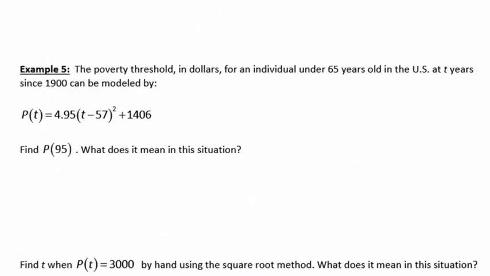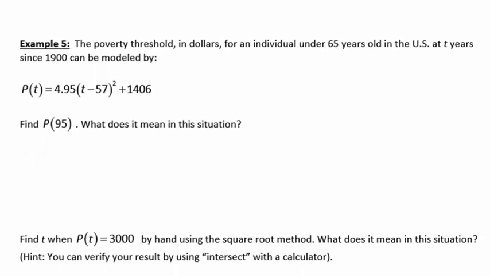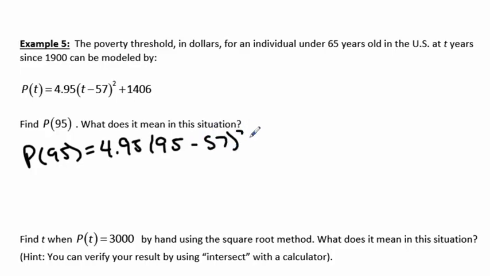In example 5, the poverty threshold in dollars for an individual under 65 years old in the United States can be modeled by the equation P equals 4.95 times T minus 57 squared plus 1406. Find P of 95. Okay. P of 95 just has us plug 95 into the equation for T. So we're going to have 4.95 times 95 minus 57 squared plus 1406.